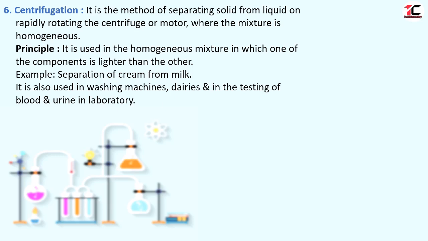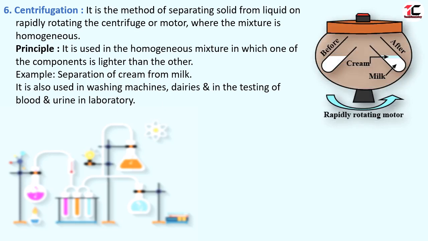Let us see with the diagram. In the diagram, we have taken milk in the rapidly rotating motor. Here this milk is before the rotation and this milk is after the rotation. We can see the cream is floating over the milk. As cream is lighter than milk, so it is floating over the milk. By this method we can separate the cream from the milk.